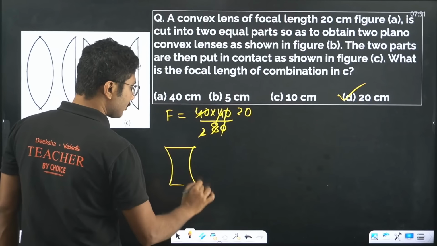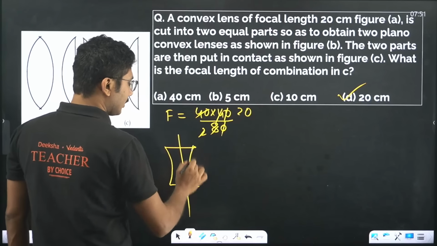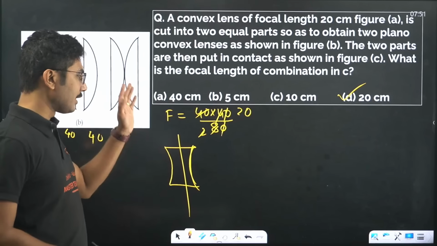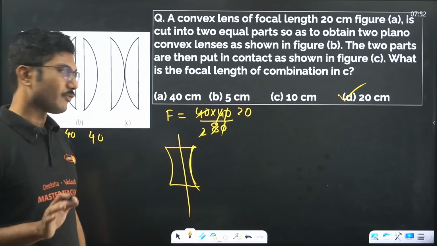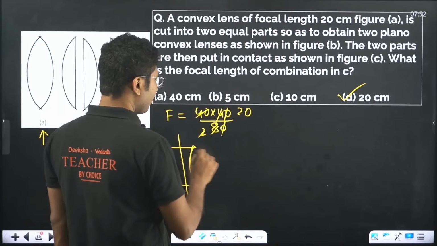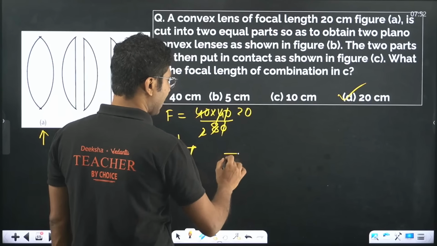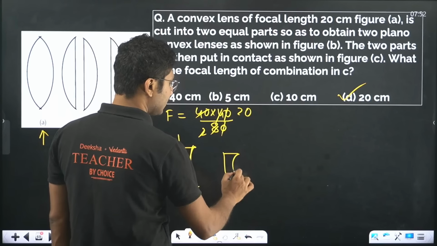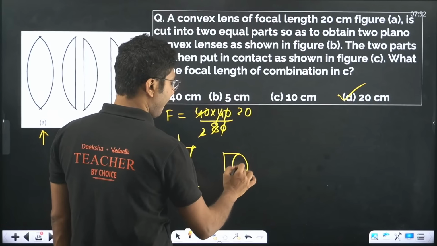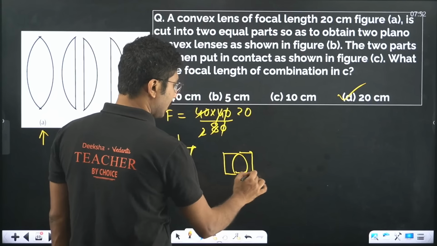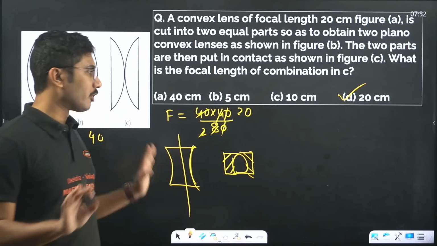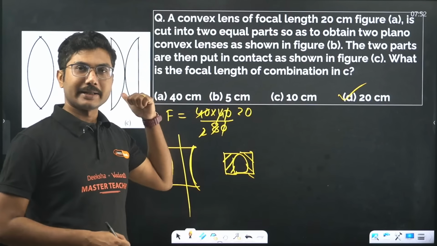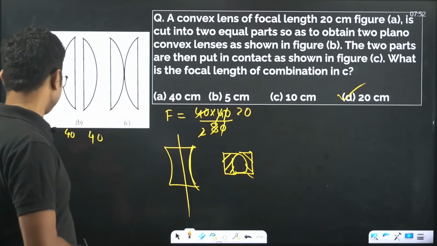If the concave lens is also cut like this, the concept is very simple. If you cut it from the middle, focal length becomes double and power becomes half, always. Now if you cut the lens like this and then join it like this, what will be the nature and the focal length? Nature and focal length will remain the same. It will still be a concave lens and the focal length will still be the same value.